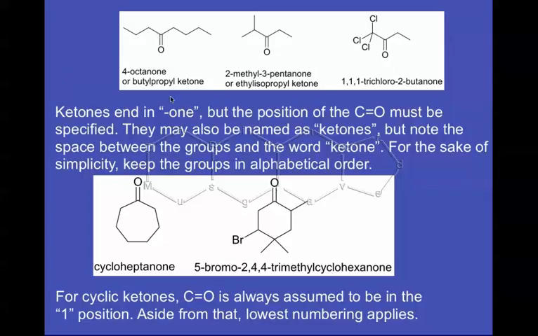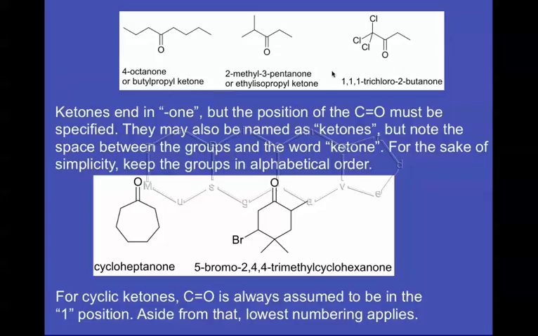The other way of naming these is by naming them as ketones. So we would name each side of the ketone, and that would be butyl and propyl. So it would be butyl propyl, the space, and then the word ketone. It doesn't really matter if these are alphabetical or not in naming it the second way. It certainly matters in naming it the first way, but the second way it doesn't really matter. But generally speaking, I like to keep them in alphabetical order just for the sake of simplicity.